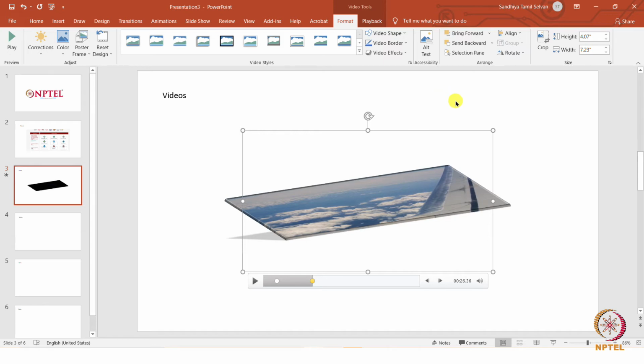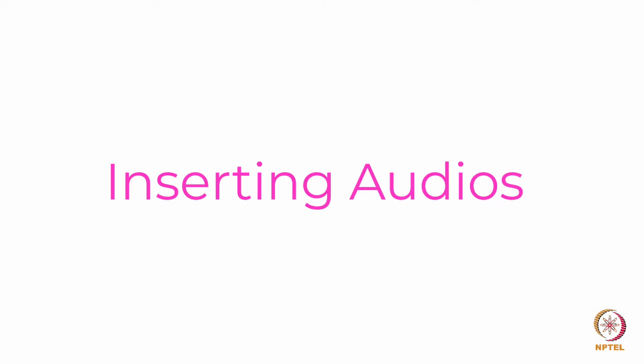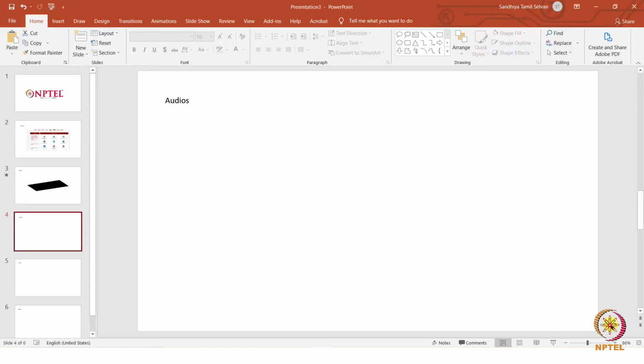Now let's talk about adding audio. In this presentation, I want to add some audio. For this, I have to start by going to the Insert tab. There you will find the audio option next to the video. Here you can insert audio from a file or you can record on your own.